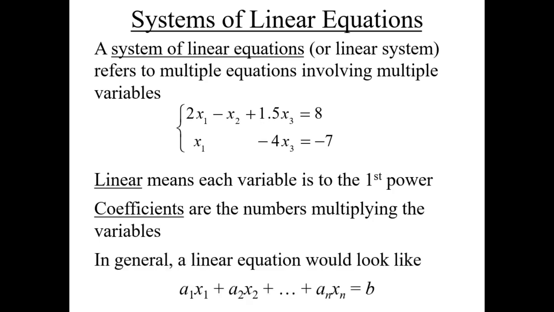And then in general, a linear equation would look like this. Every linear equation has variables x1, x2 up through xn. Each variable has its own coefficient. So the coefficient for x1 is a1, the coefficient for x2 is a2, and so on. Also, please notice that there's a number on the right side, that b. That's just some constant that is not attached to a variable.